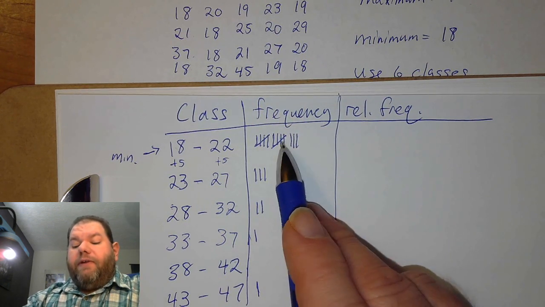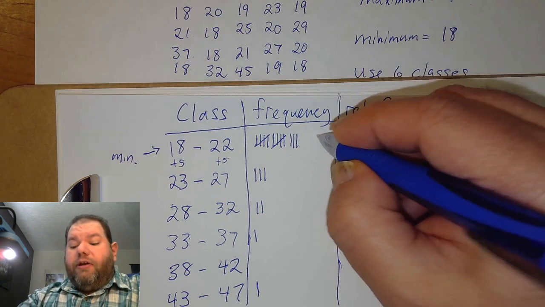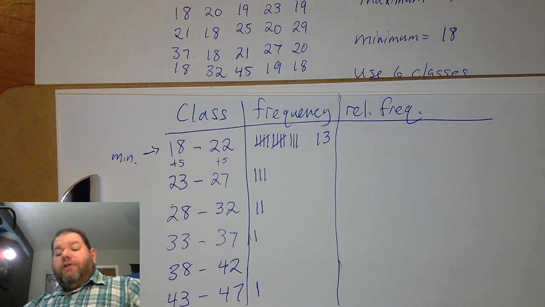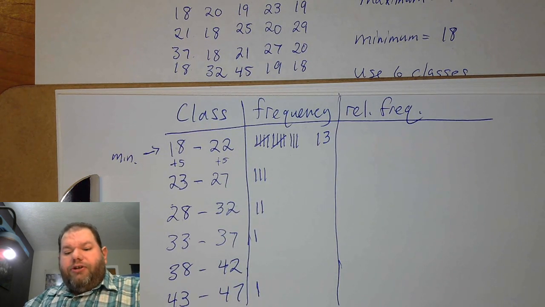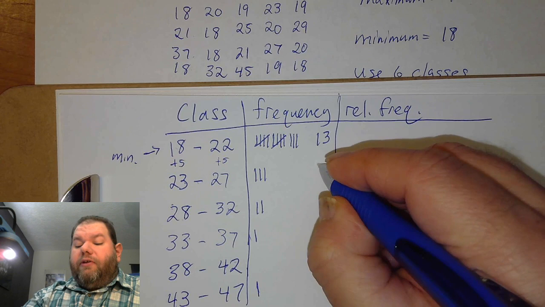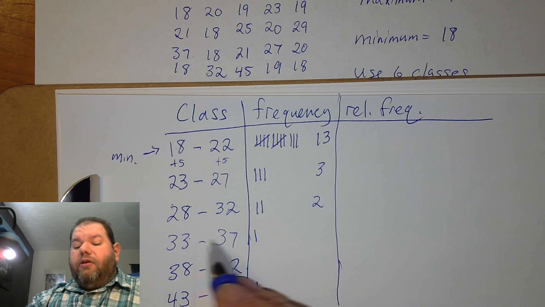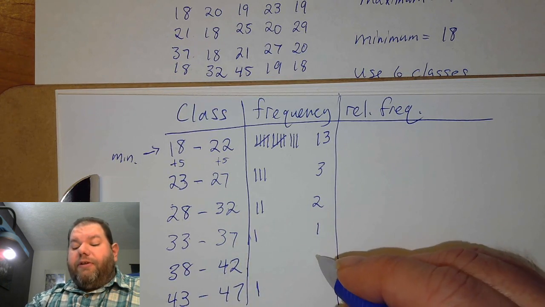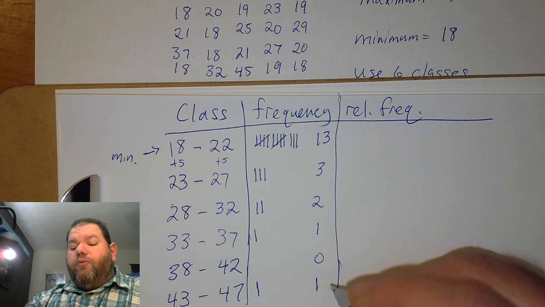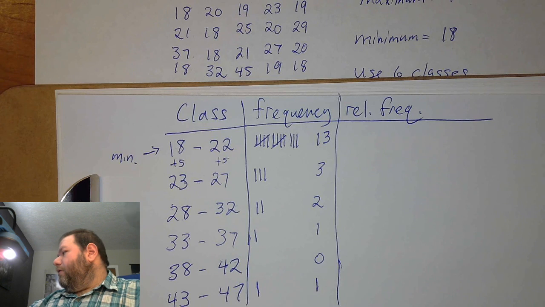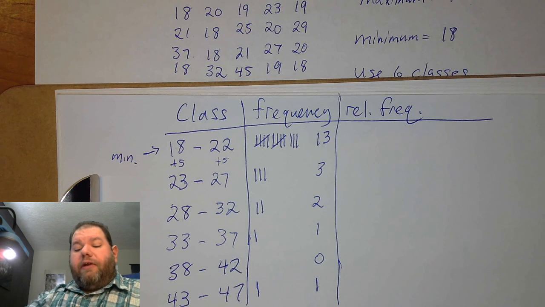So we have 5, 10, and then 3 more, so 13 as our frequency in our 18 to 22 class, which is what we call our traditional college age. Next class, 23 to 27, 3 students. 28 to 32, 2 students. And then 1 here. We actually have 0 in this group, 38 to 42. And then 1 at the higher end, 43 to 47. Are there any questions on how we created that frequency table? At least that column.